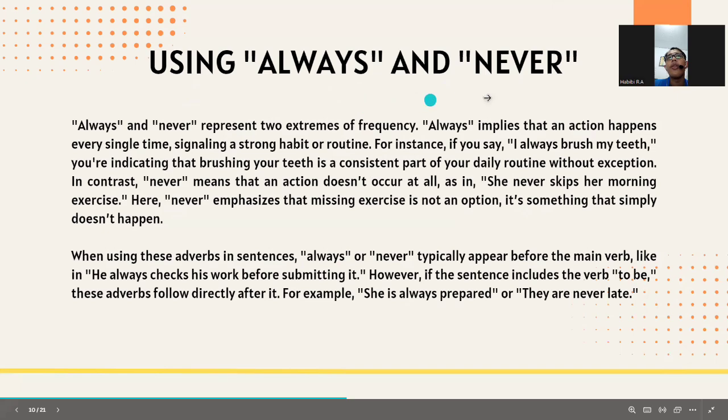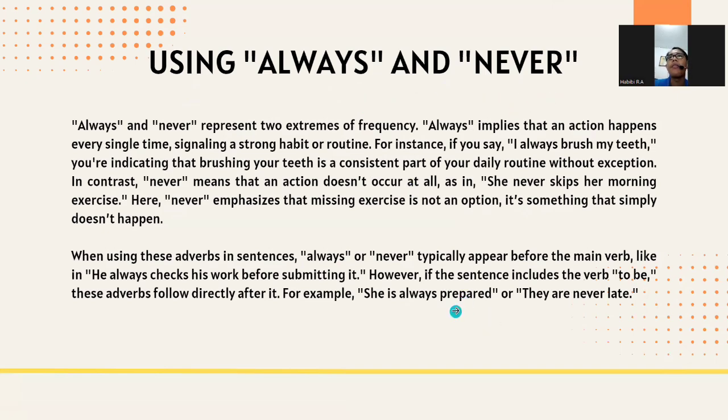And there's using always and never. Always and never represent two extremes of frequency. Always implies that an action happens every single time, signaling a strong habit or routine. For instance, if you say, I always brush my teeth, you are indicating that brushing your teeth is a consistent part of your daily routine without exception. In contrast, never means that an action doesn't occur at all, as in, she never skips her morning exercise. Here, never emphasizes that missing exercise is not an option. It's something that simply doesn't happen.